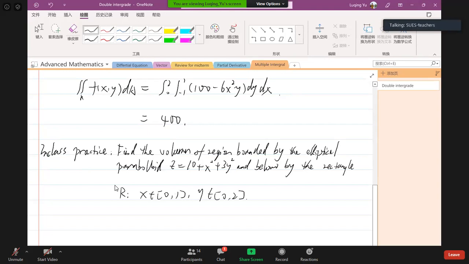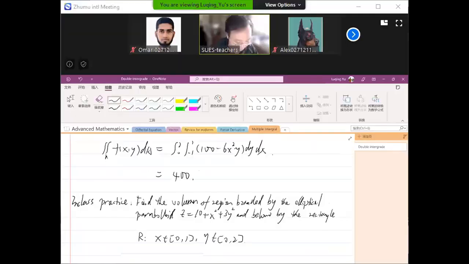Okay, just get the multiple integral for these questions, and we are doing this as the in-class practice, because we will definitely have similar questions in our fill-in-the-blanks. So you have to understand how to do the double integral on a rectangular area. Let's take 5 minutes to do this in-class practice, okay?